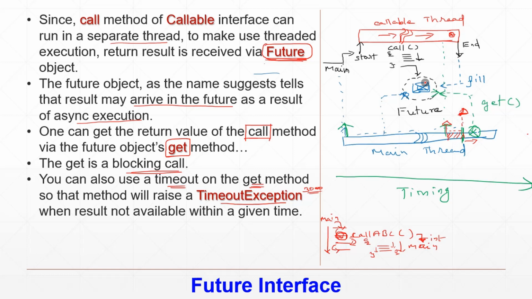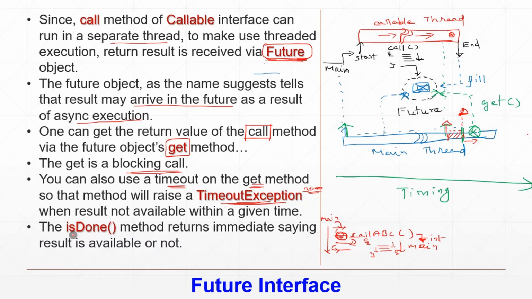Till the 3 seconds, if this future object is not filled, then the main method will throw an exception stating that a timeout occurred, and you can handle that exception and decide the workflow, I mean the execution flow.